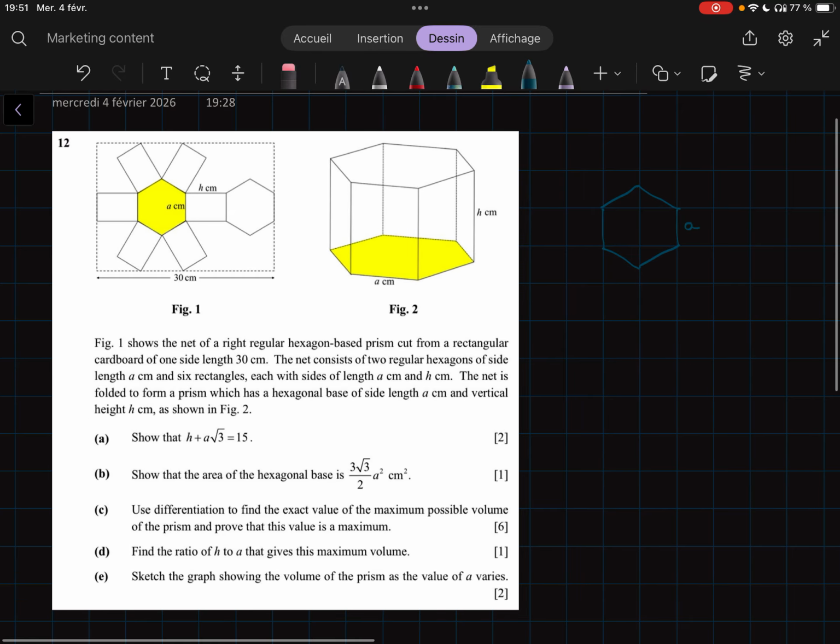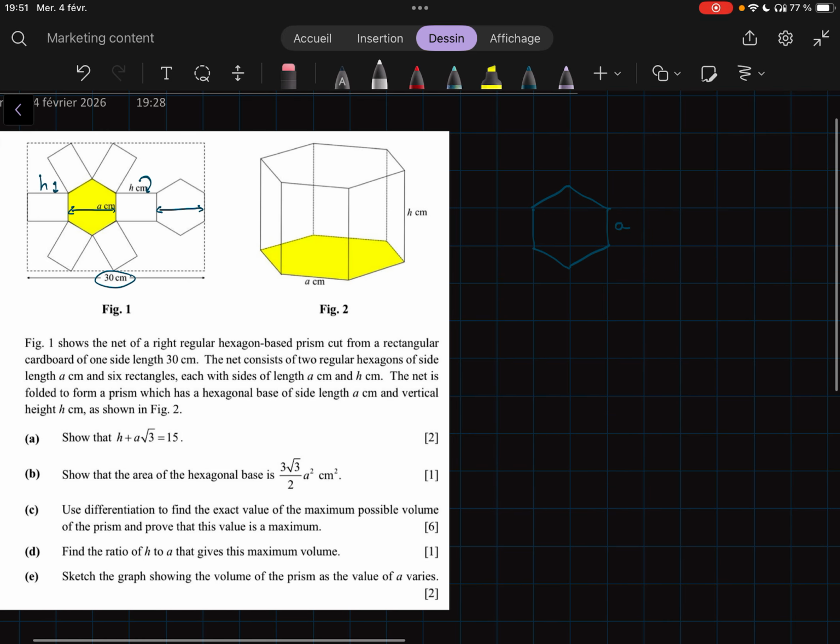Well, we know that the total length is 30 centimeters. So that means we have h over here from a rectangle, h from a rectangle, the width of this guy, and the width of this guy. The question now becomes, how do we find an expression for this length in terms of A? And the answer is actually quite simple.